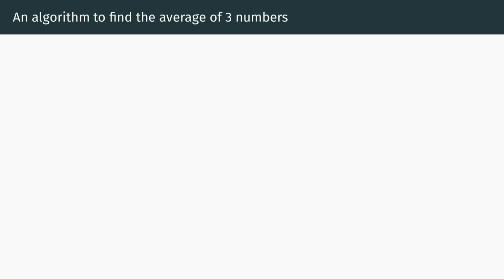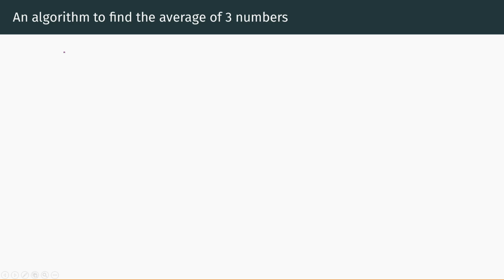Now what I want you to do is think of an algorithm that finds the average of three numbers. So we have to come up with an algorithm that takes the average of three numbers. Okay. Now, as usual, any algorithm would have an input, a processing stage, and an output.